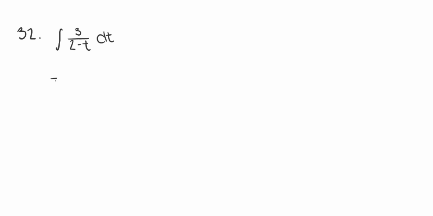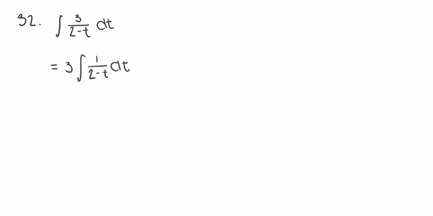Before I do u subs though, I'm going to just rewrite this really quick, and I'm going to move that out, so it looks a little bit more like what we've seen before. Okay, now that I have that out of the way, I can do my u substitution. So I want u to be my denominator. And I'm going to skip a step here. I hope that's okay with you guys. The derivative of 2 minus t is -1. So we get -1 times dt for our du.